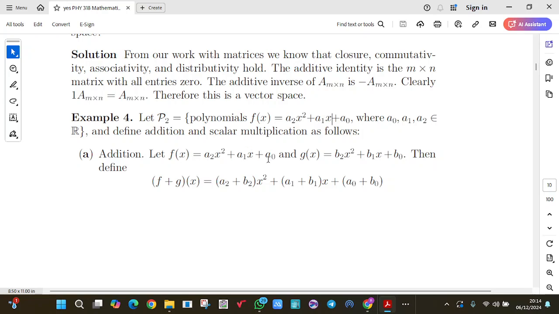Now let's look at this. I want to see how we can add these two polynomials. If I say add these two polynomials, this is polynomial f of x. This is also another polynomial g of x. Add them to form a new one.